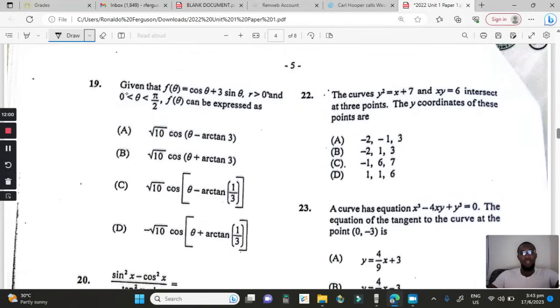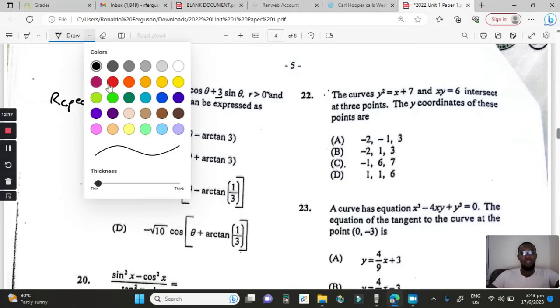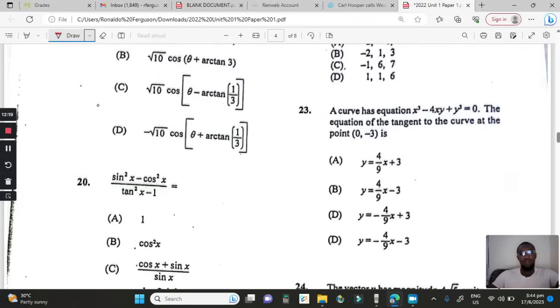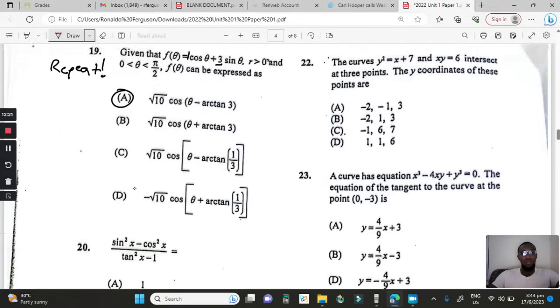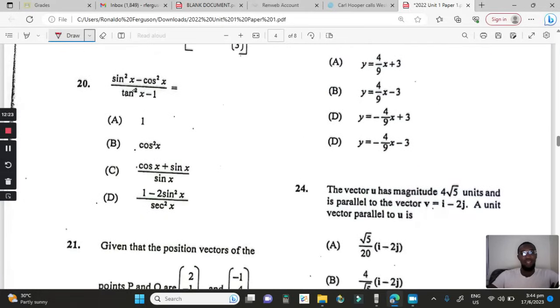This is a repeat question, number 19. We're looking for arctan 3. This is B. This is A. 1 tan inverse of 3. Option A. That's another repeat question. Alright. Now, number 20, this one right here.